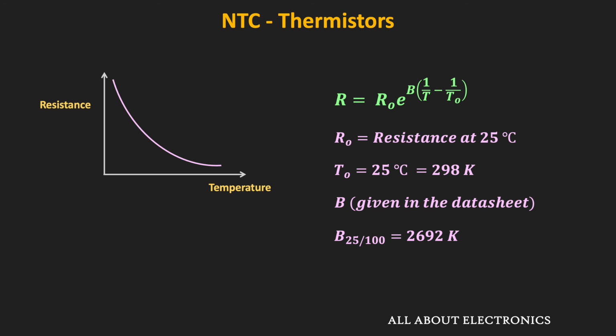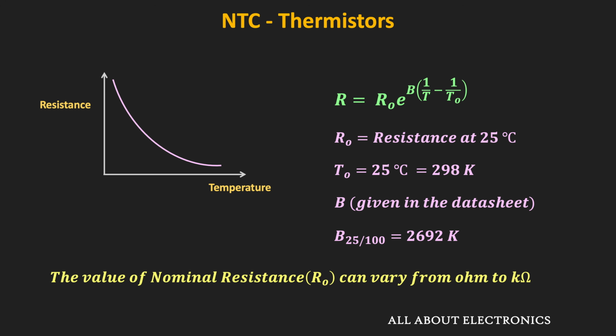Now for the thermistors, the nominal resistance is the value of the resistance of the thermistor at 25 degrees Celsius. So as you can see from the given equation, if we know the B value and the value of the nominal resistance for the specific thermistor, then we can easily find the resistance of the thermistor at any temperature.